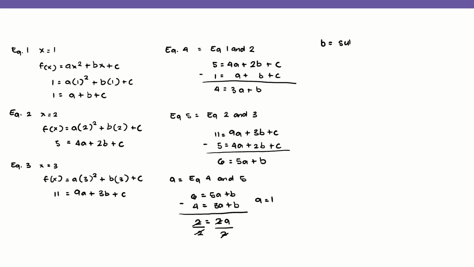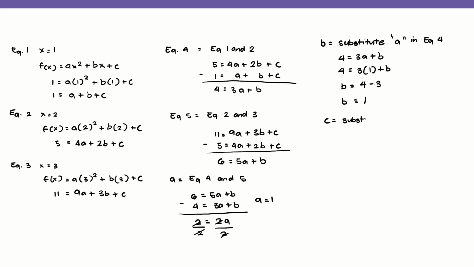To find the value of b, let us use equation 4 and substitute a with its value 1. 4 equals 3a plus b. 4 equals 3 times 1 plus b. 4 equals 3 plus b. 4 minus 3 equals b. 1 equals b. And now we have found the value of b, which is 1.